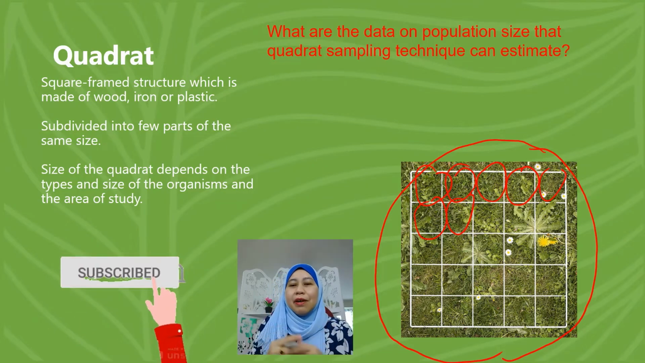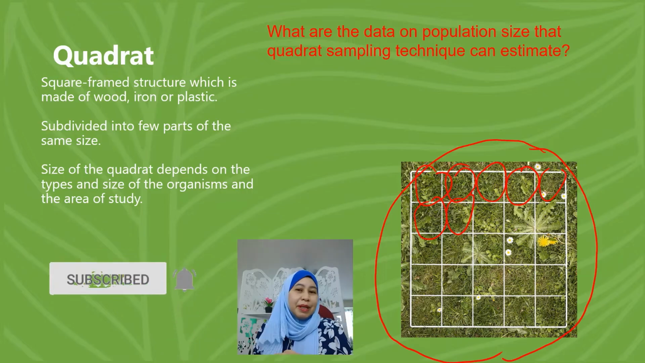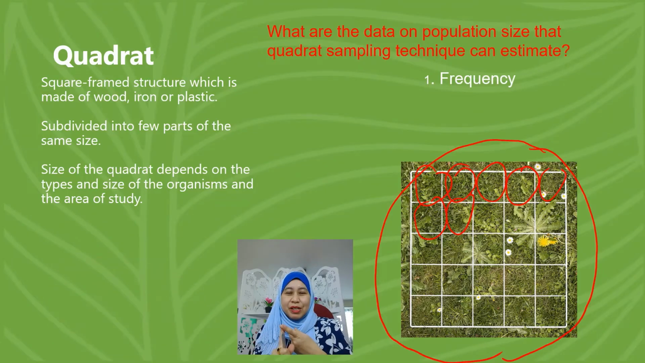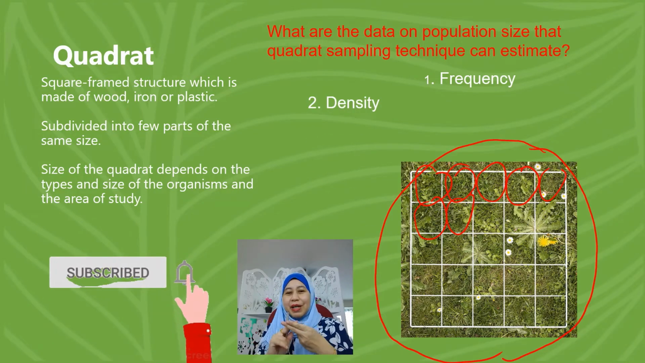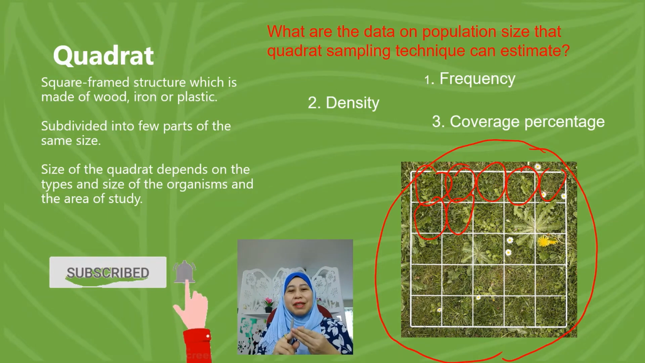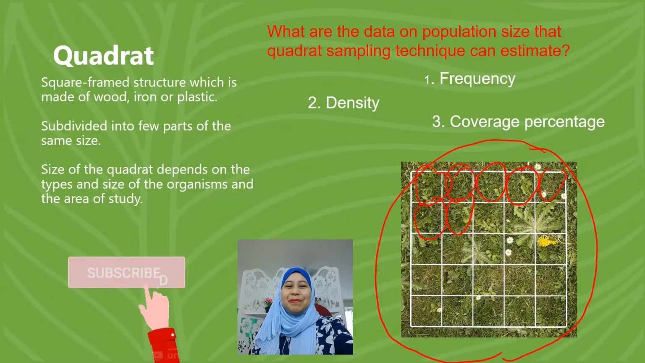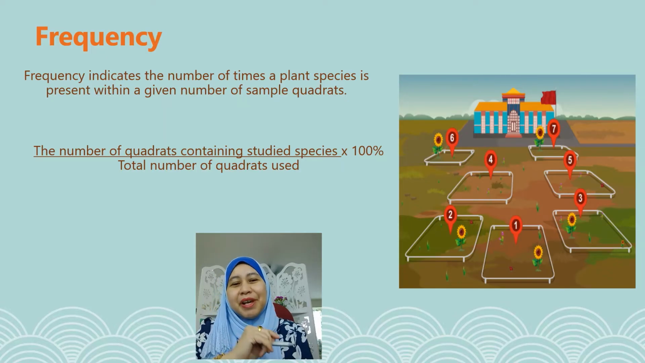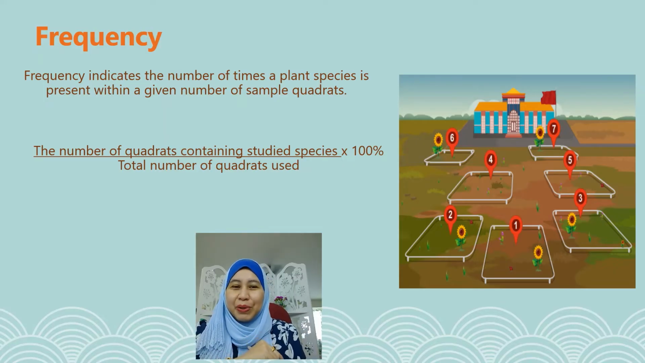So what are the data on population size that this quadrat sampling can estimate? There are three. The first one is frequency of the population. The second one is density of the population, and the third one is the coverage percentage of the population. Frequency indicates the number of times a plant species is present within a given number of sample quadrats. And the formula is the number of quadrats containing study species divided by total number of quadrats used, times 100.